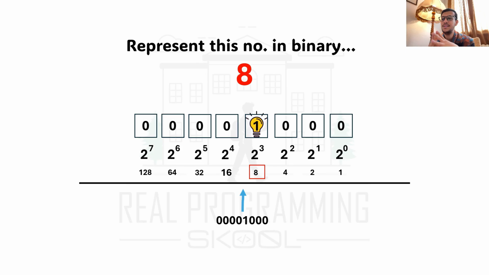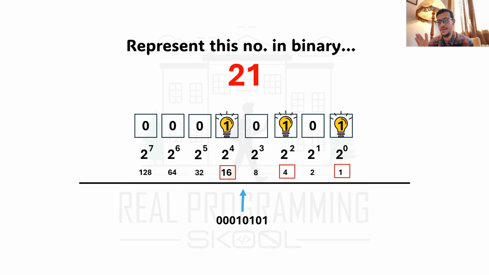If I want to represent number 21, all the bits will be off, as you see, except bit number 1 and bit number 3 and bit number 5, and the rest will be off. That will represent 21 in decimal number. 1 plus 4 plus 16 is 21.